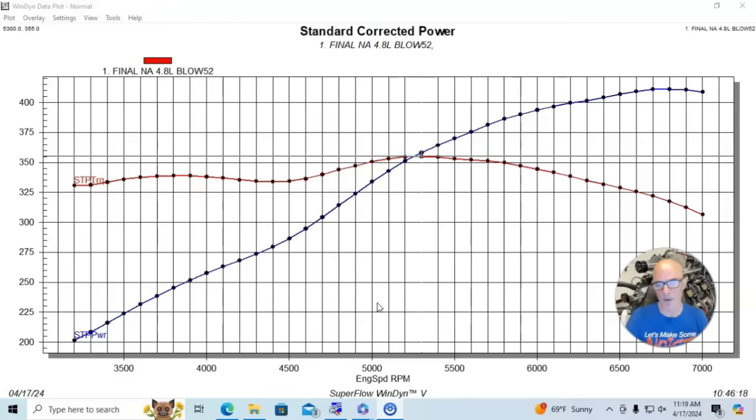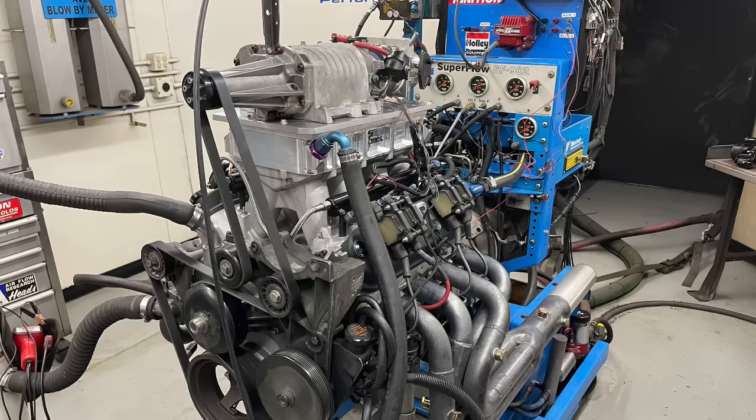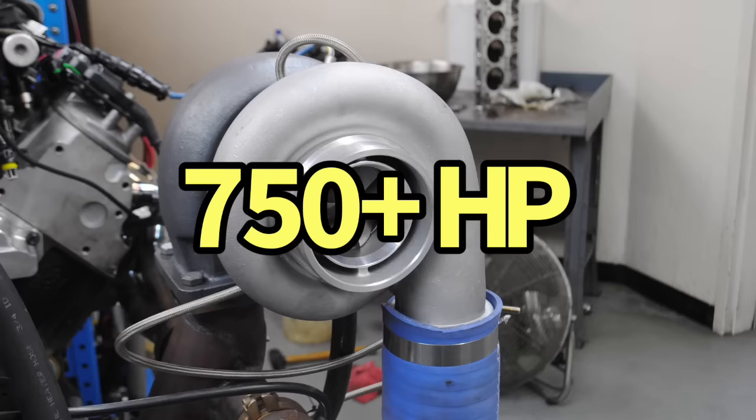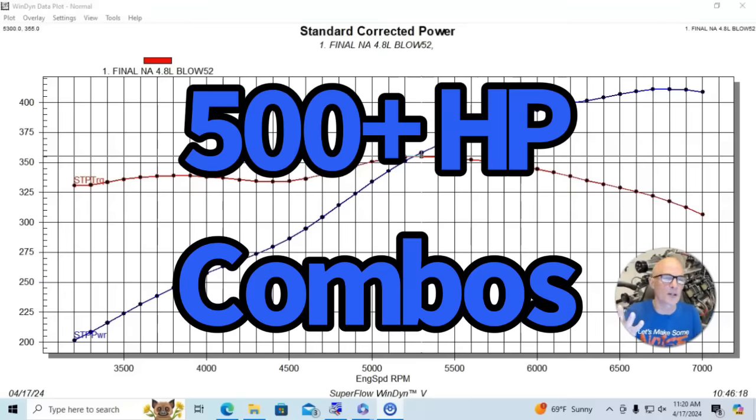We didn't do maximum efforts on either one of these. In fact, with an M90 supercharger, we've made over 650 horsepower. And with the GT45, we've made over 750 horsepower. So in absolute terms, the turbo would definitely support more power than the M90. But this is a comparison between two combinations that made, you know, 520, 530, that kind of thing.